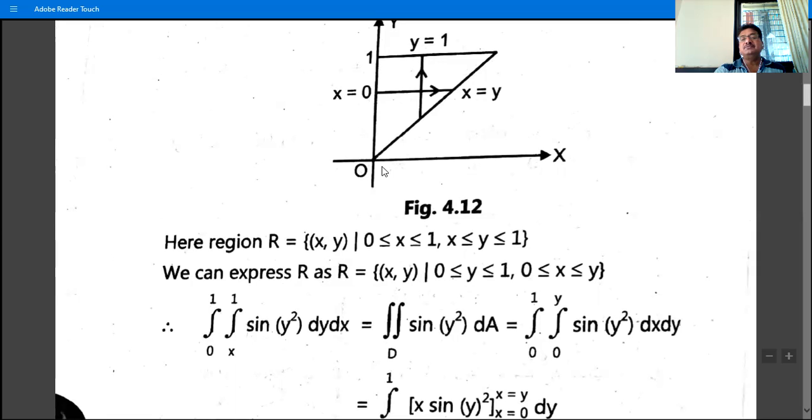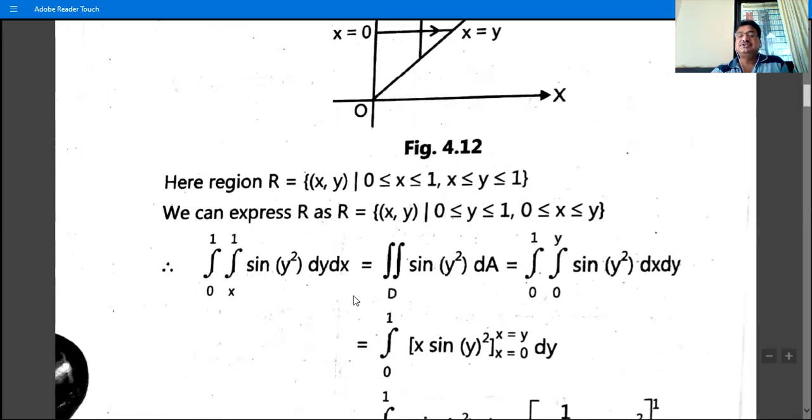Meaning y runs from 0 to 1. So in order to cover this area, we have to move this strip from this point to this point. Then this is the total area covered by this strip, and so y runs from 0 to 1. So this is the change of order. Actually, this is the next topic, the change of order.